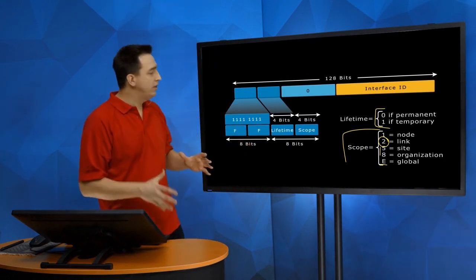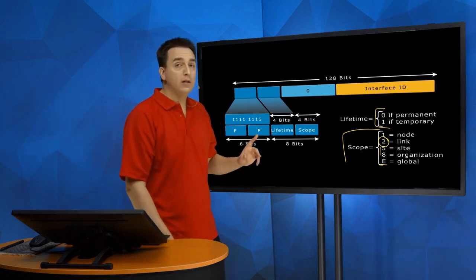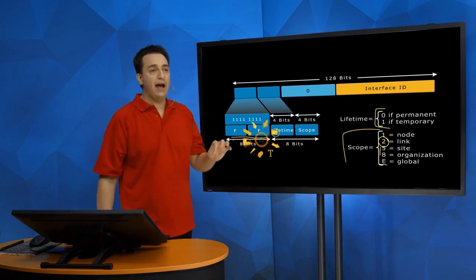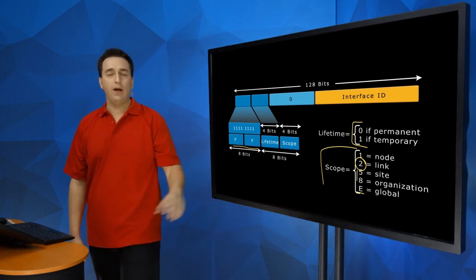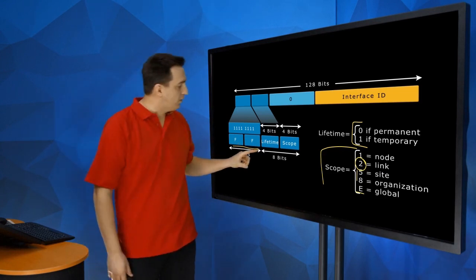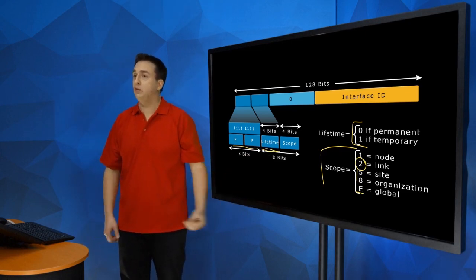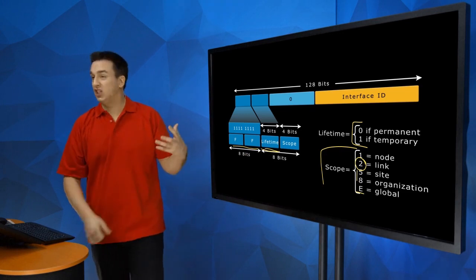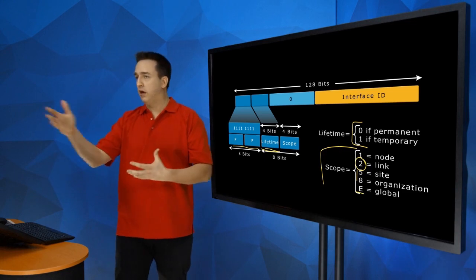So based on that, we will always have multicast packets that are going to be destined to the FF address. So it starts off as FF. So the first 8 bits are always all ones. And then after that, the next 4 bits are going to define the lifetime of this particular multicast packet. So is it a permanent multicast address here, or is it just a temporary one? Because based on that, we could have different services and features respond in various ways.